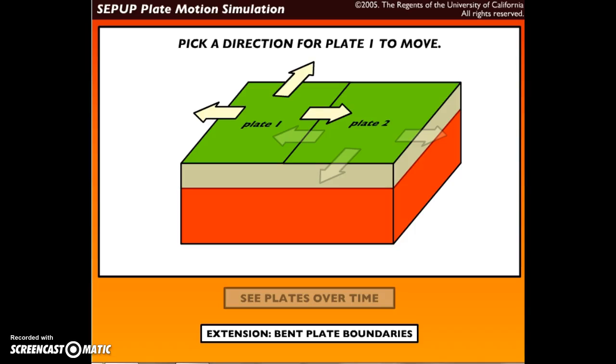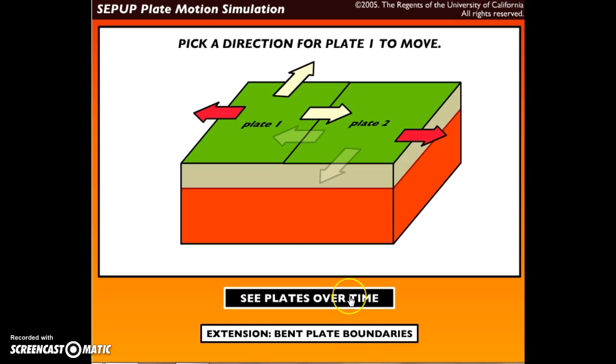This is a tectonic plate motion simulator. So we've already looked at the convergent plate boundaries. So let's look at the divergent plate boundaries. So we're going to click on the arrows pointing away from each other. We're going to hit the C plates over time.